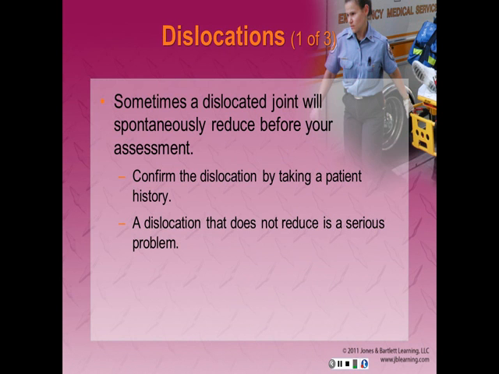Dislocations: sometimes a dislocated joint will spontaneously reduce, or return to its normal position, before your assessment. You will be able to confirm the dislocation only by taking a patient history. A dislocation that does not spontaneously reduce is a serious problem, and the commonly dislocated joints are the fingers, the shoulder, the elbow, and the knee.